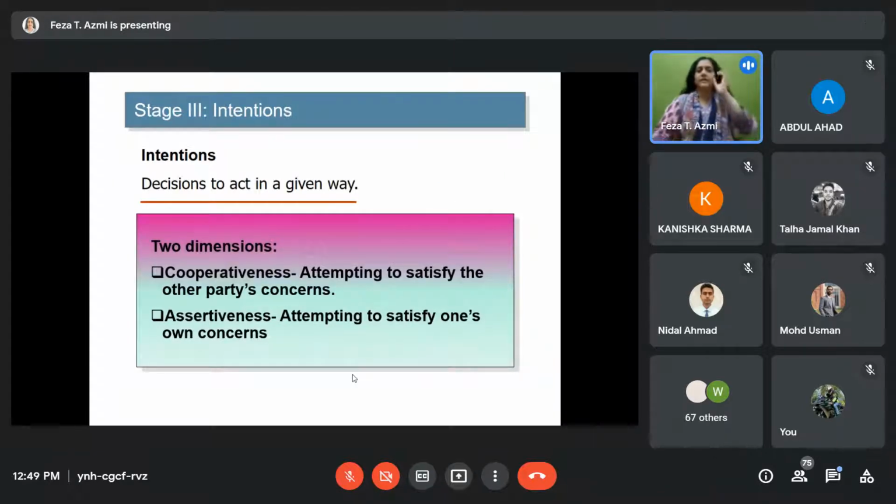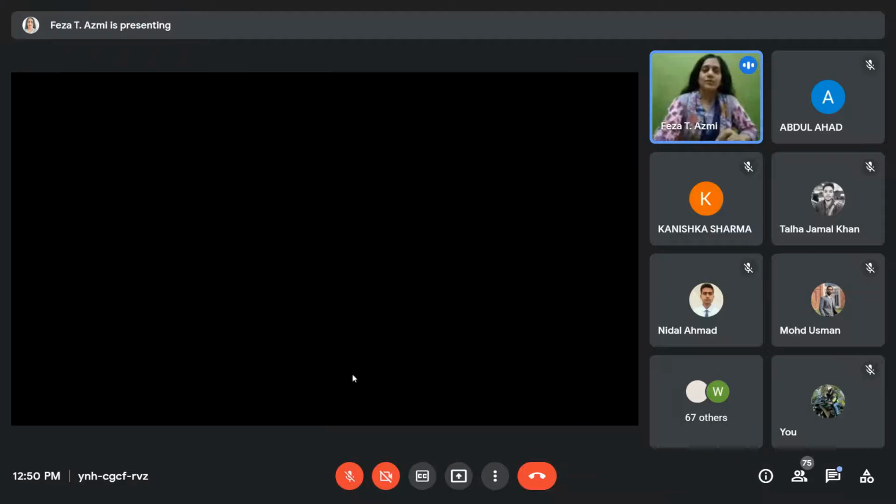Now, the third stage is intentions. Intentions is the intention of the manager, actually, to handle conflict. What do you do as a manager to handle conflict? There are two dimensions to understand intentions: cooperativeness and assertiveness. How cooperative you are, wanting to satisfy and cooperate with the other person given that there is a problem, and how assertive you are. Depending on how cooperative and how assertive you are, your intention to handle that conflict will be impacted. Some people are very cooperative, some are not. Similarly, some people are very assertive, some are not. So on these two dimensions, we will have different conflict intentions.